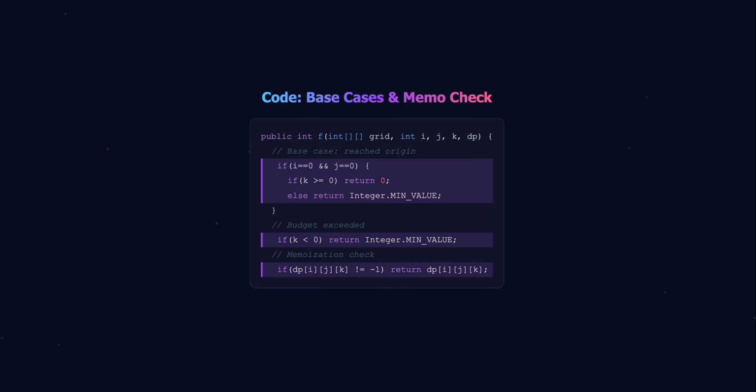Inside the function, first we check base cases. At cell 0,0, return 0 if k is non-negative, else negative infinity. If k is negative anywhere, return negative infinity. Then we check if dp[i][j][k] is already computed. If not -1, we return the stored value.